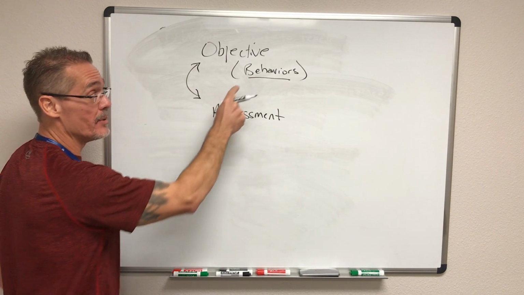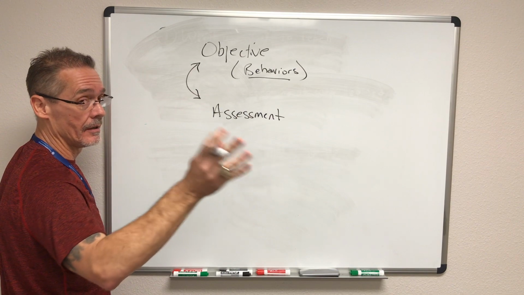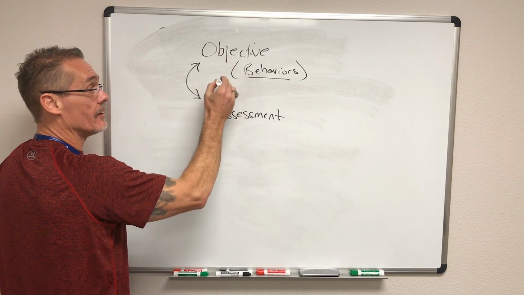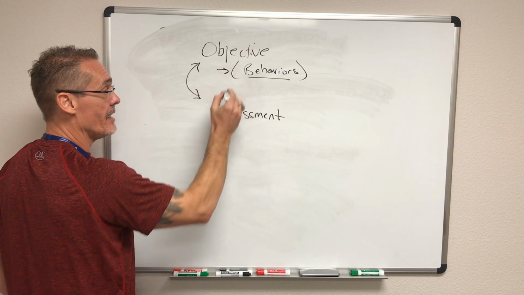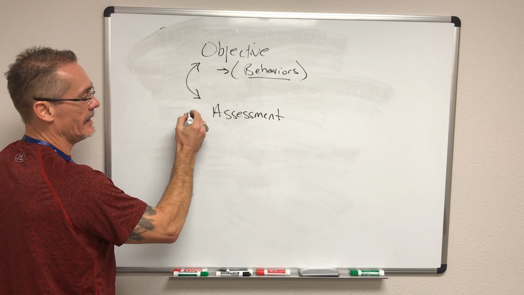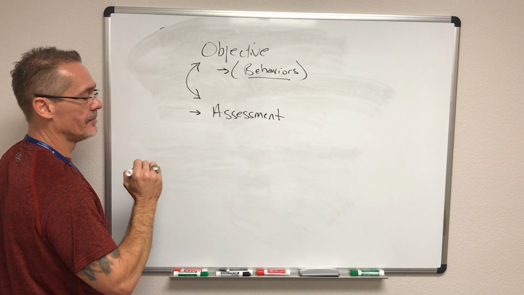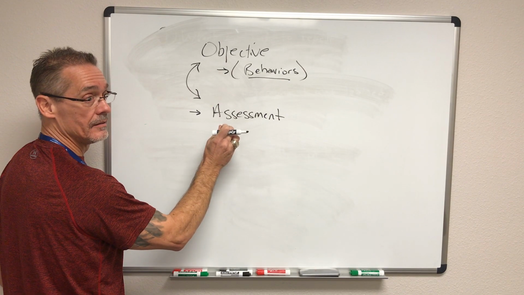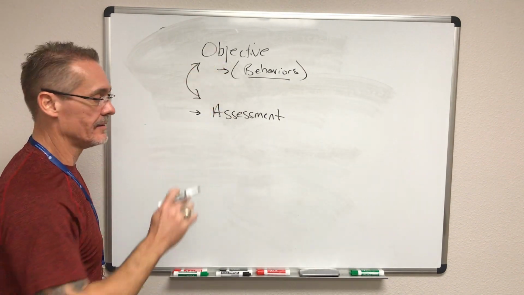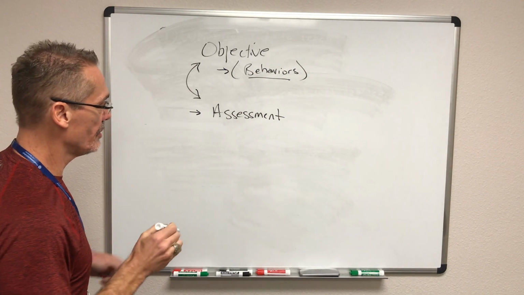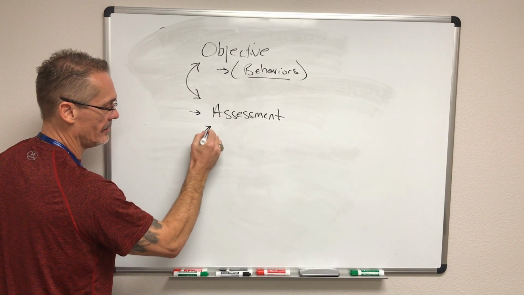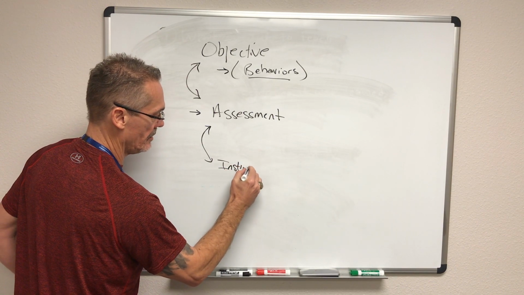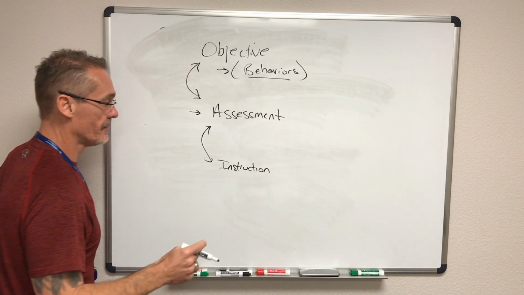Or is it assessing these behaviors plus some? That's not alignment. So put them side by side, look at your objective, and look at the behaviors that you want to see, and look at your assessment, and see if there's any behaviors here that aren't here, or vice versa. That's alignment. That's really important. You also have alignment with your instruction. Again, all those components I mentioned. Okay?